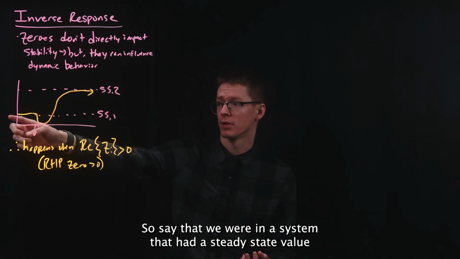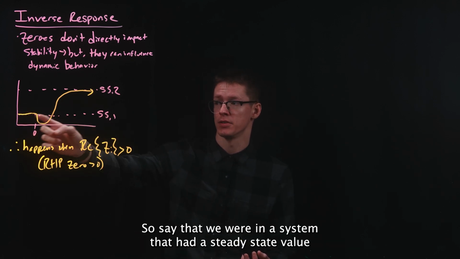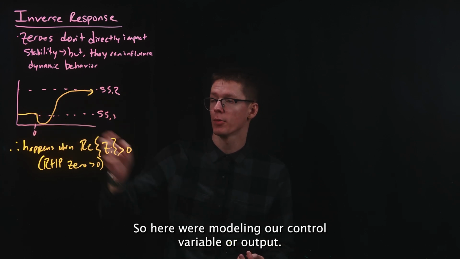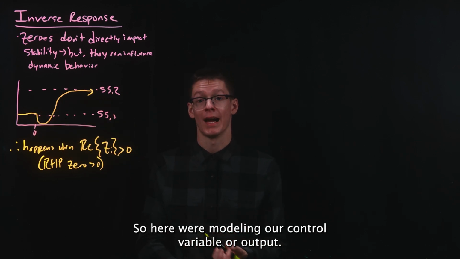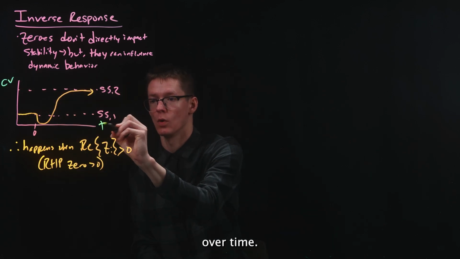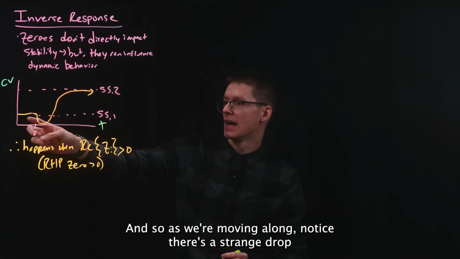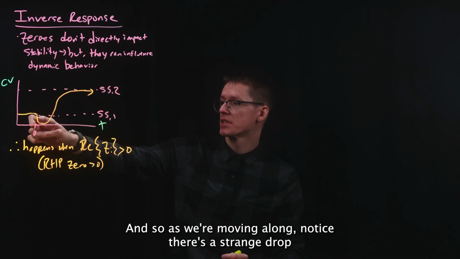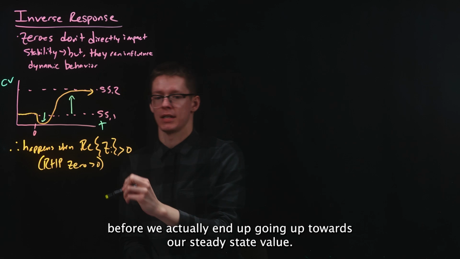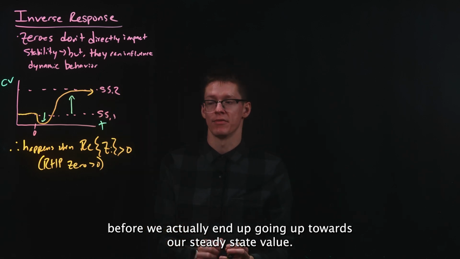So say that we were in a system that had a steady state value, and at time equals 0, we try to reach a new steady state. So here we're modeling our control variable or our output. So I'll go ahead and just say control variable over time. And as we're moving along, notice there's a strange drop where first we're going down before we actually end up going up towards our steady state value.